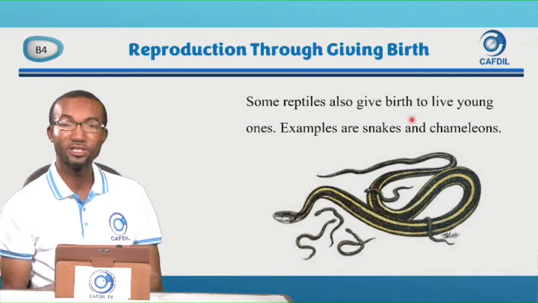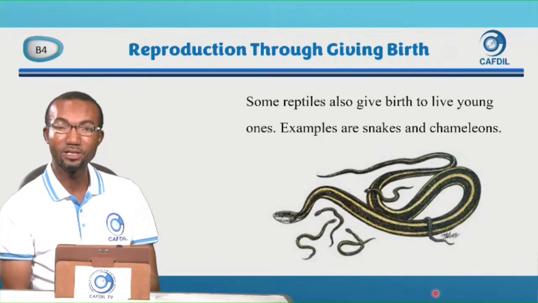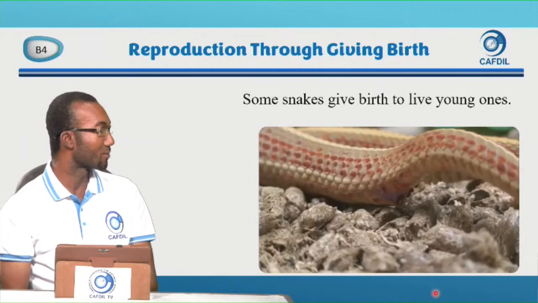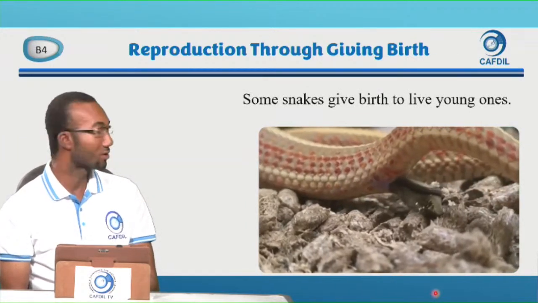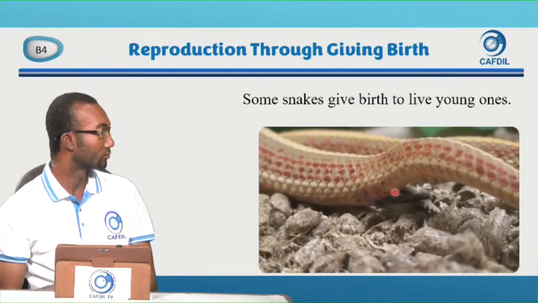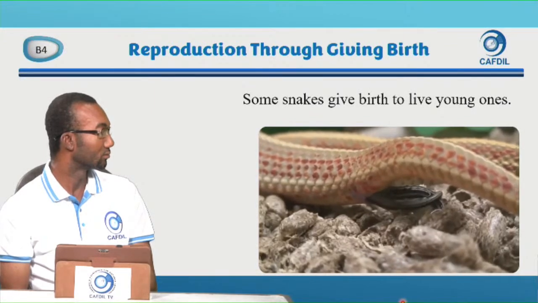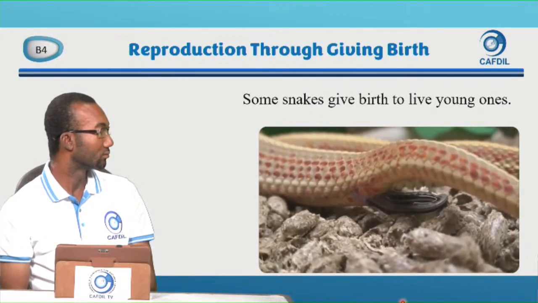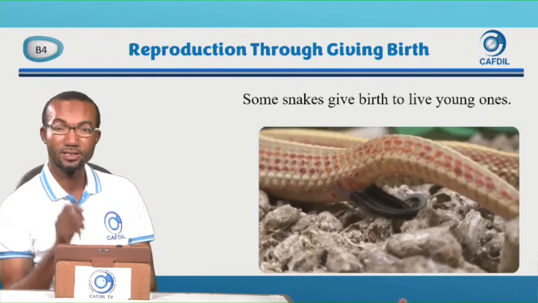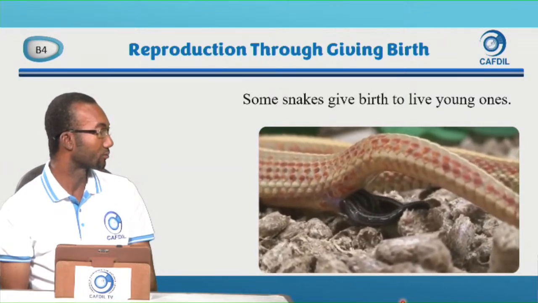Some reptiles also give birth to live young ones. Examples are snakes and chameleons. So let's look at a snake giving birth. So this snake is giving birth. Not all snakes are hatched from eggs. Some give birth, and this is an example of a snake giving birth.